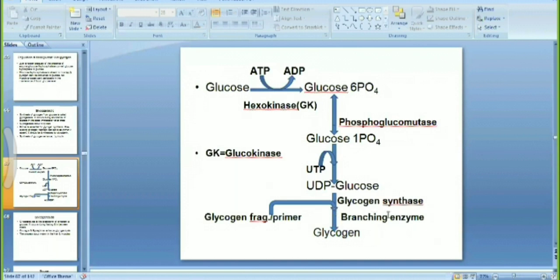And branching enzyme also helps in this glycogen formation. Is it clear? With the help of these two enzymes, glycogen synthase and branching enzyme, which are under the influence of insulin, there is synthesis of glycogen. Glycogen synthesis occurs when there is abundance of glucose in the blood immediately after a meal.